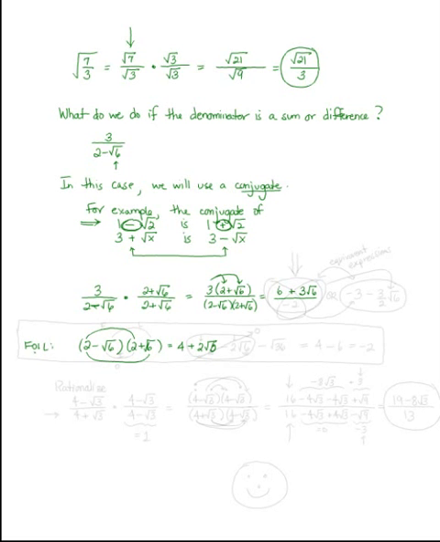The I stands for inside term times inside term. So we have a negative square root of 6 times 2, or minus 2 times square root of 6. And then L in FOIL stands for last times last. And we have a negative square root of 6 times a positive square root of 6, giving us a negative square root of 36.